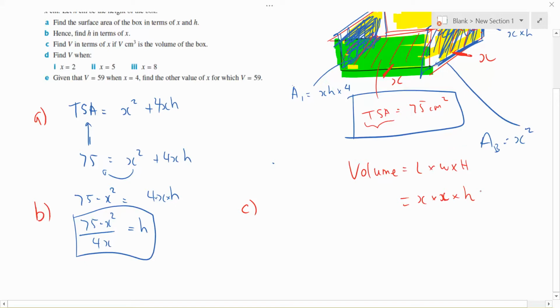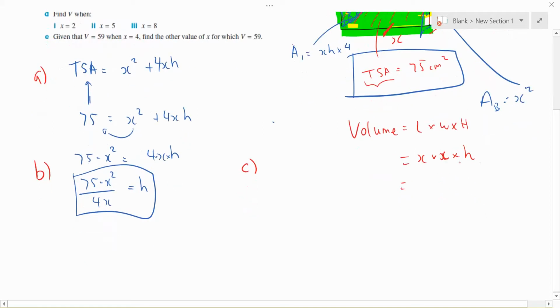But they did say find the volume in terms of x. That means I don't want to have this h in the volume formula. The problem is, how do I not have the h but only have x's? This is why you did part B. You can replace this h over here. That becomes x times x, which is x squared, multiplied by, instead of h, 75 minus x squared over 4x.